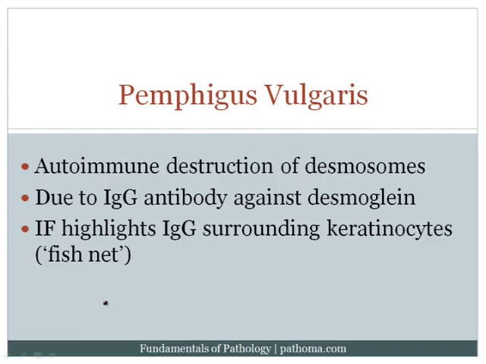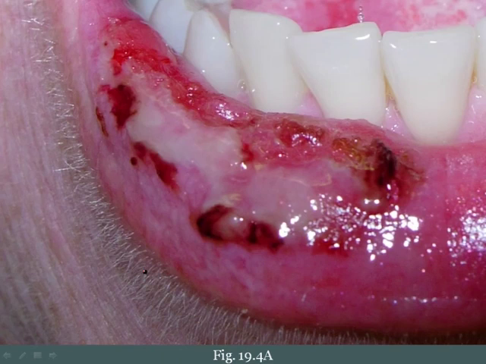An additional important finding is that when you have a patient with pemphigus vulgaris, you can do a biopsy, and immunofluorescence can be performed. And when immunofluorescence is performed, it will show IgG antibody surrounding the keratinocytes. And they call that the fishnet appearance of immunofluorescence. One of the hallmarks of pemphigus vulgaris, and particularly high yield, is that it can involve both the skin and the oral mucosa. So it's very important to note that pemphigus vulgaris can also involve the oral mucosa.